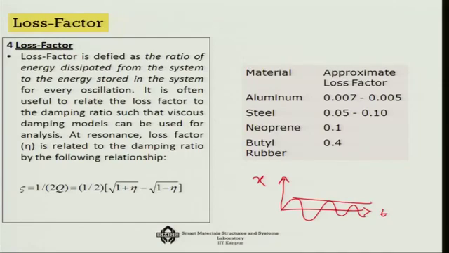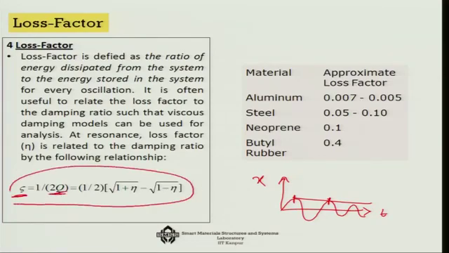So, you find out that for one particular cycle, let us say from this point to this point, you have to find out the ratio of the energy dissipated from the system to the energy stored in the system. That gives you the loss factor eta, and that is a material property, and this eta is related to both the quality factor Q and the zeta by this particular relationship.